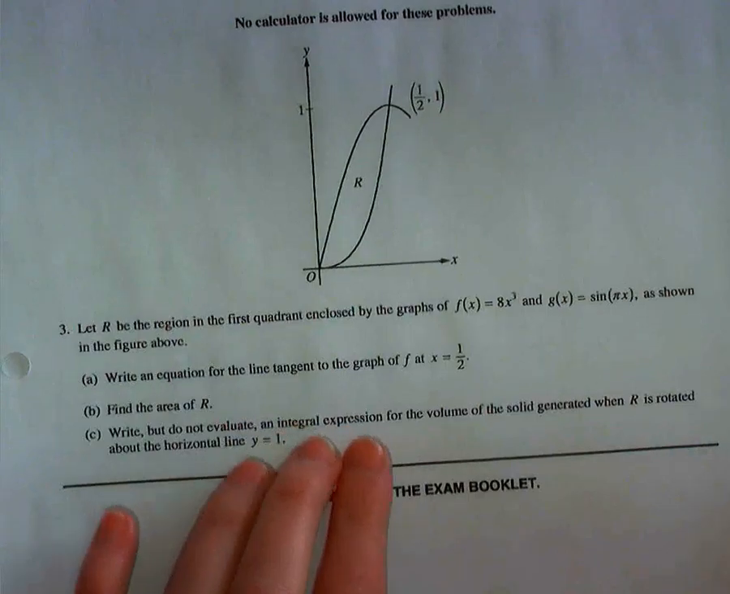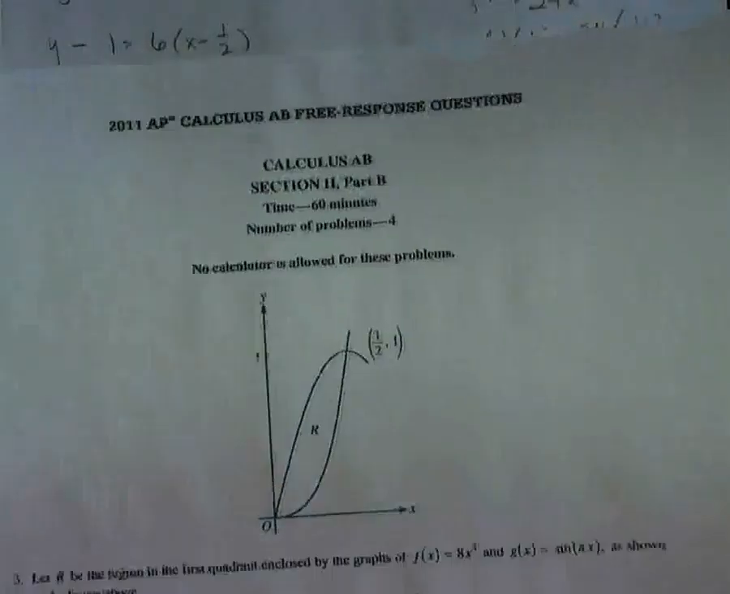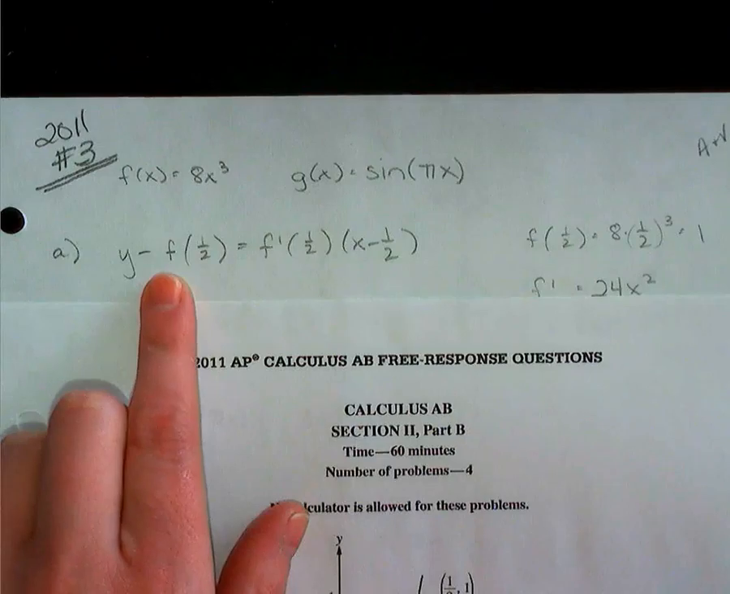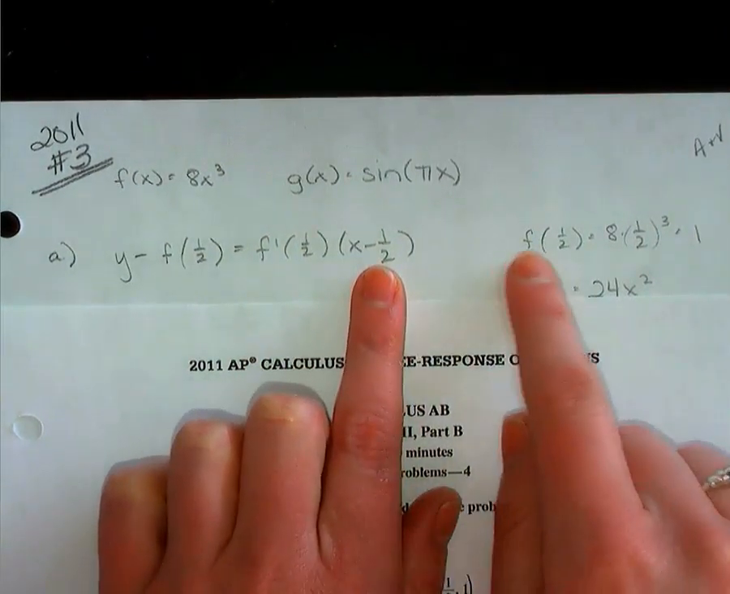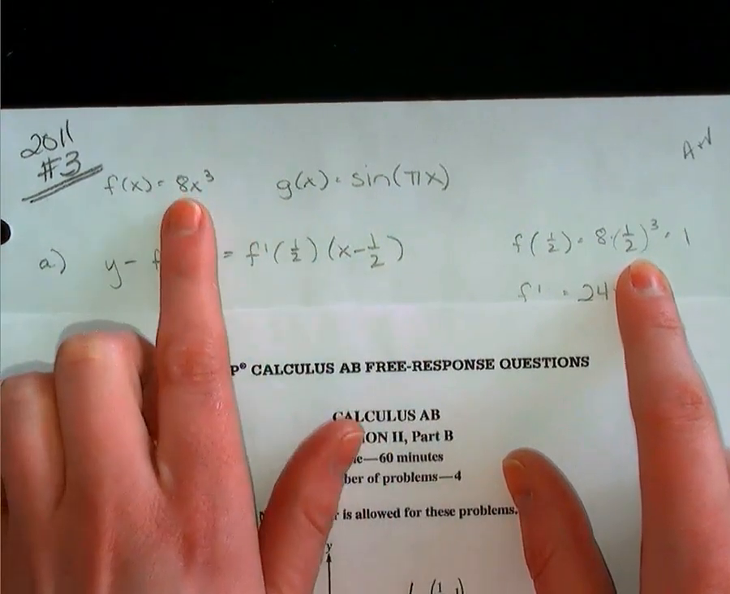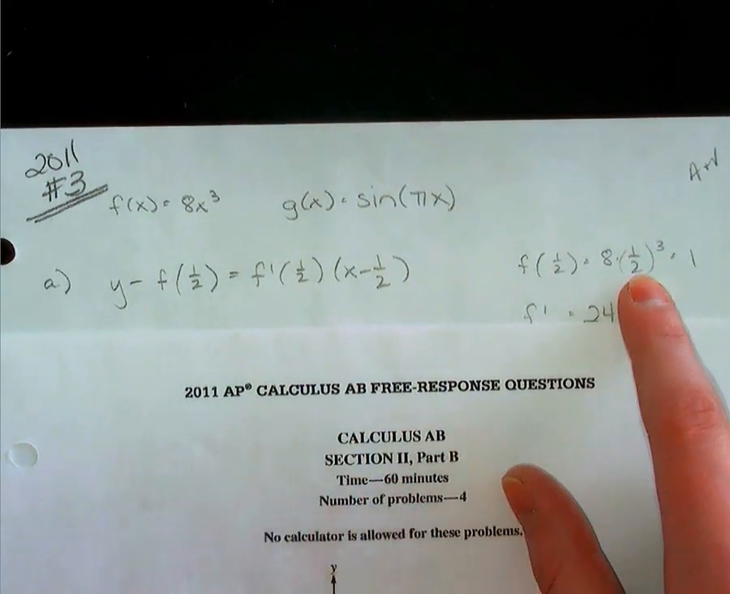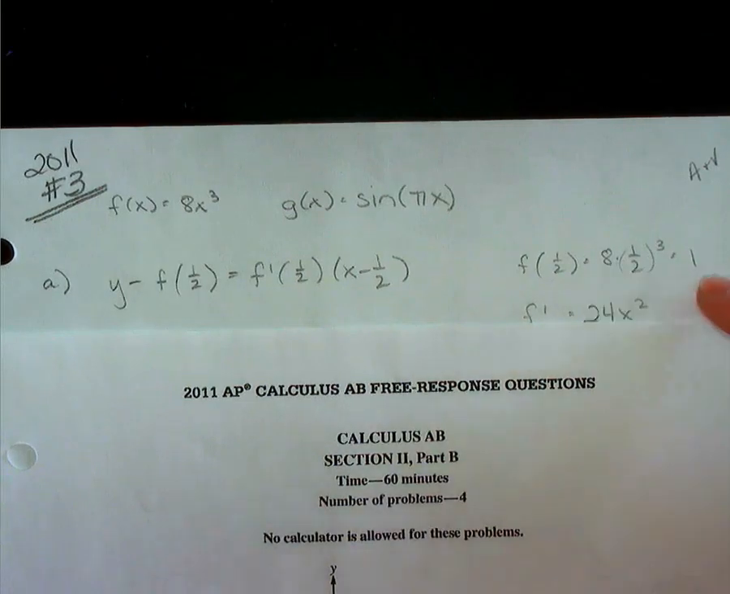Write an equation for the line tangent to the graph of f at x equals 1/2. So this one isn't too bad. Equation of your tangent line, here we go. Y minus f of 1/2 equals f prime of 1/2 times x minus 1/2. So first thing I need to do is find f of 1/2. So I sub that into my f of x function. And what I get, 1/2 cubed, remember when you're cubing a fraction, cube the top, cube the bottom. So you get 1/8 times 8, which is 1.